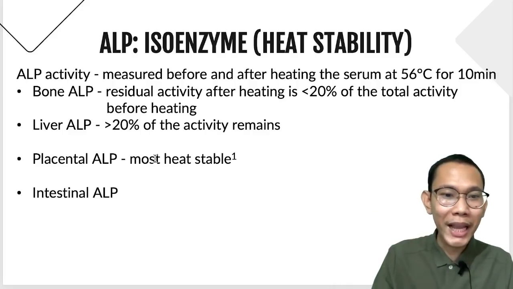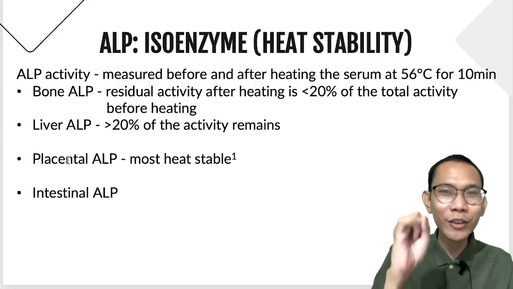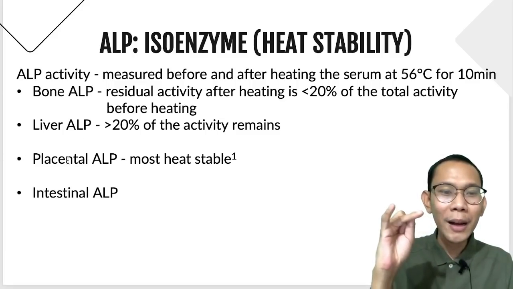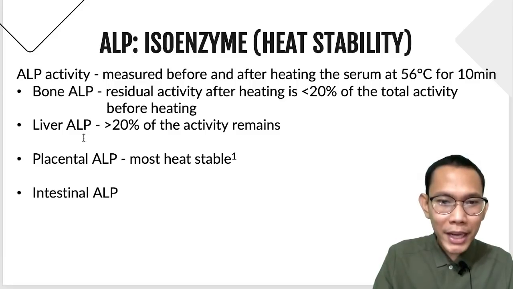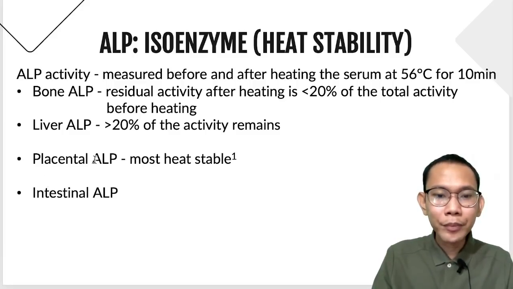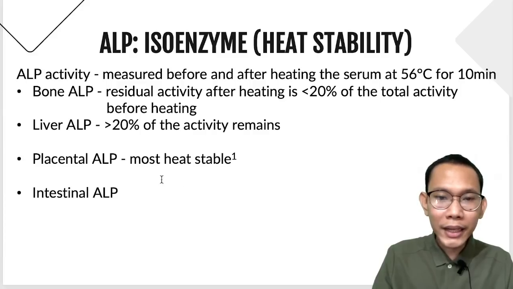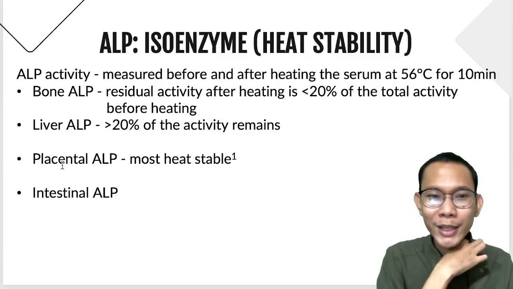BPI, di ba yun? IBPI. But dito, ay LBPI yung, di ba kanina, yung mag-migrates fastest: liver, bone, placenta, intestine. Dito naman, iba. Remember, ang unang-una na pinaka-heat stable is yung placenta, followed by intestine, liver, and bone. So, PILB. PILB. Di ba mahirap na ma-memorize yun?